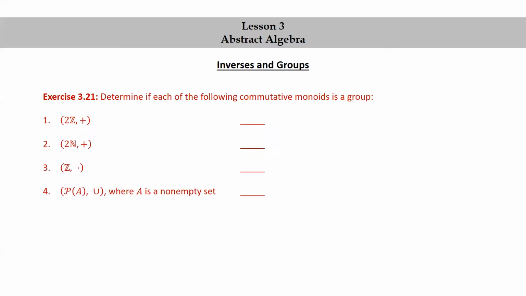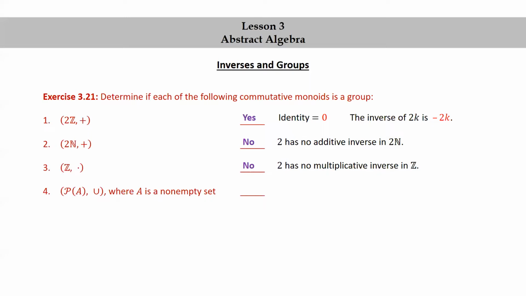Now's a good time to pause the video, try this exercise yourself, and then resume the video to check your answers against mine. Okay, (2Z, +). Yes. The identity is 0, and the inverse of 2k is -2k. (2N, +). No. 2 has no additive inverse in 2N. Z together with multiplication. No. 2 has no multiplicative inverse in the set of integers.